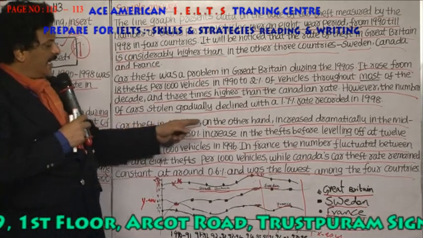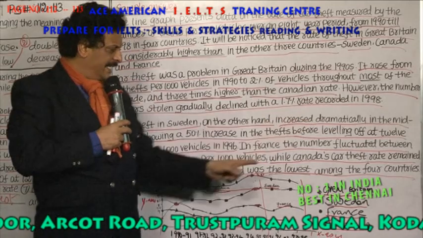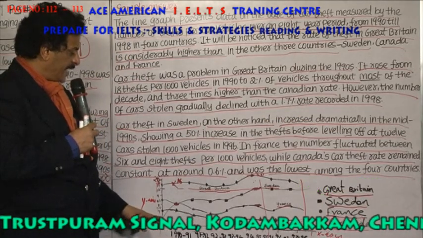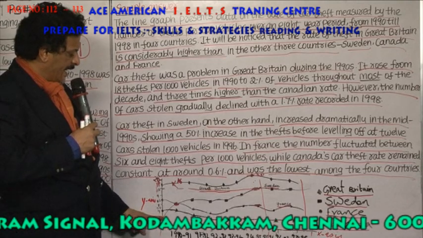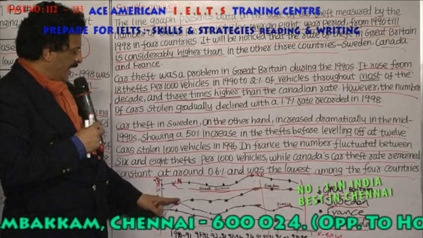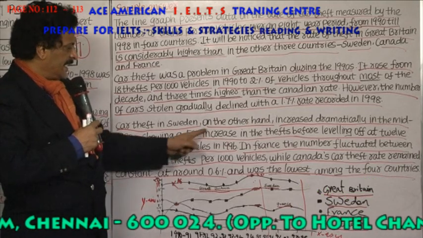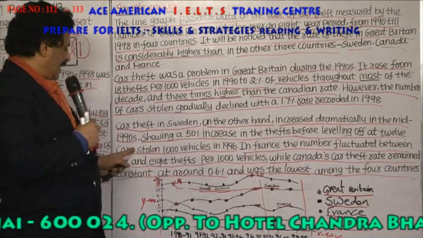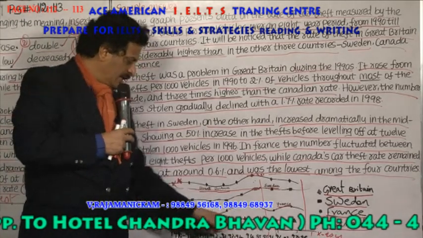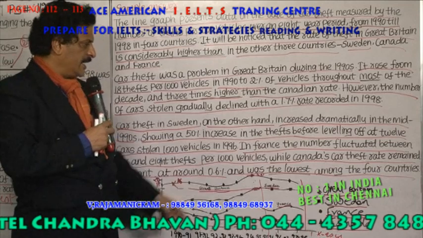Car theft in Sweden on the other hand increased dramatically in the mid 1990s. ஸ்வீடன் நாட்டினுடைய கார் திருட்டு ஏர்முகமாக ஏறியது, showing a 50% increase in the thefts before leveling off at 12 cars stolen per 1000 vehicles in 1996. அப்ப 1996ல் அதிக அளவிலே ஏறுமுகமாக இருந்தது.